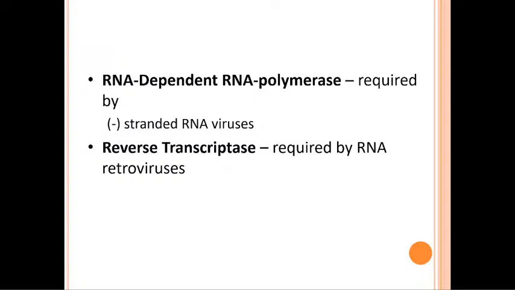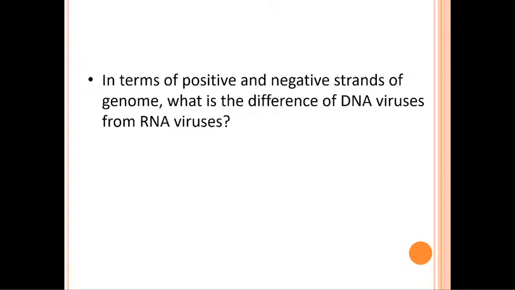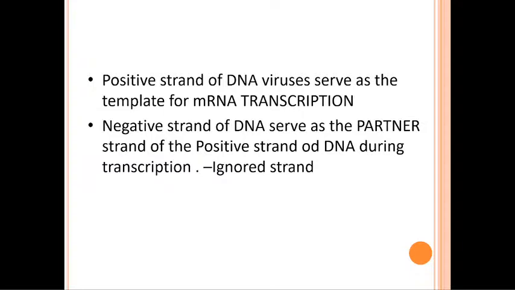Okay? Now, in terms of positive and negative strands of the genome, what is the difference between DNA viruses from RNA viruses? Well, the positive strand of DNA viruses serves as a template for mRNA transcription, while the negative strand of DNA serves as a partner for the positive strand during transcription. This is known as the ignored strand. Why is it the ignored strand? Because it is just attached to its partner. Imagine DNA, you've seen the double helix structure. So the negative strand is just the partner. When it finds its partner in the host cell, that's where it attaches. Then our transcriptase will pass through, translating the data, and then the protein will be produced.